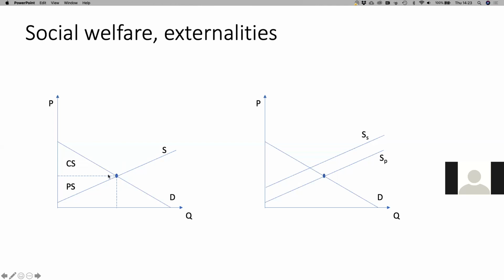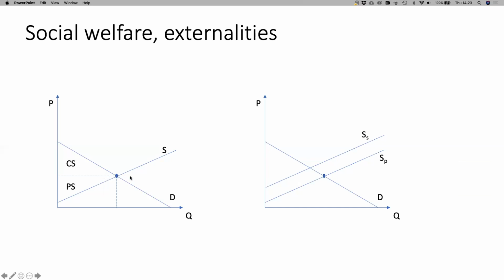If there are fewer transactions than at this point, let's say you have a queue here, what is the problem? At this point, there are consumers who could have bought a product for surplus, but they haven't. There are producers who could have sold a product and made more money, but they haven't. So it doesn't make sense to have transactions below this point Q.